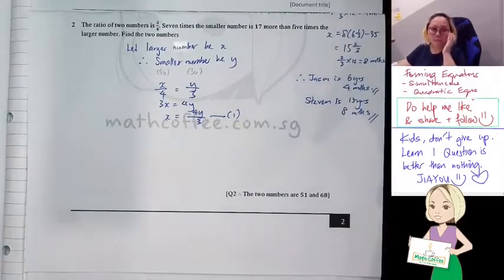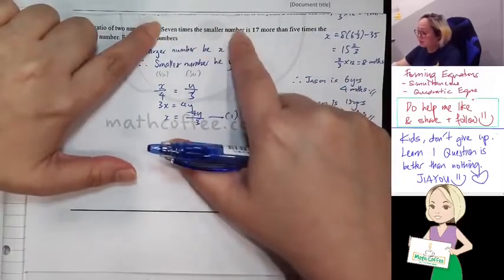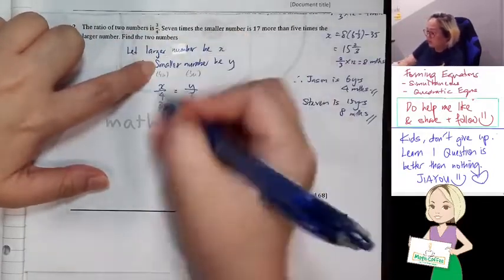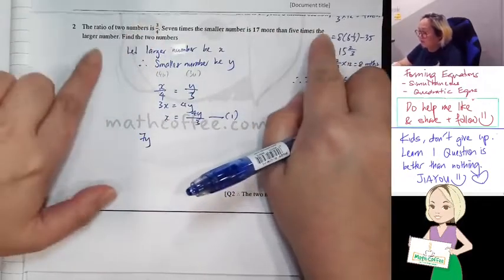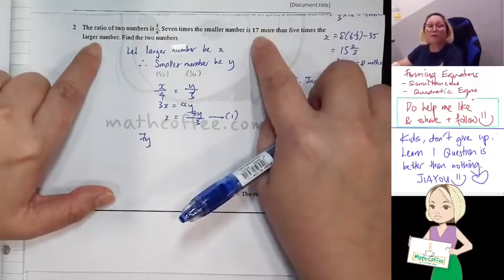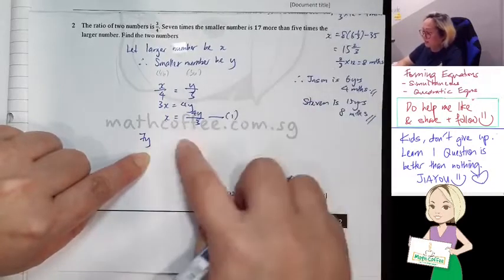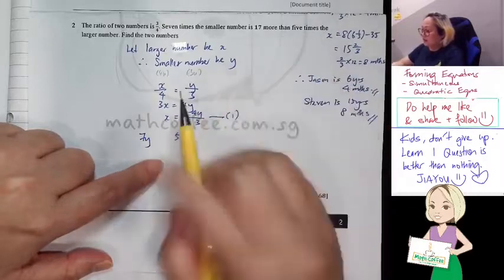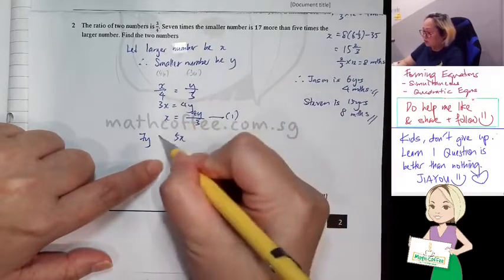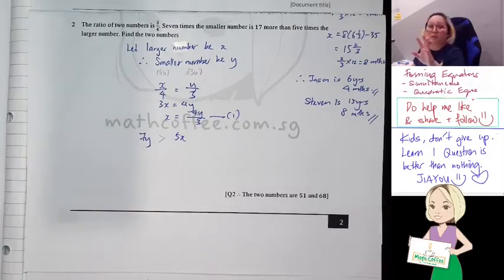Okay. Next, they tell me the second information. They say 7 times the smaller number. So that means it's 7y. 7 times the smaller number is 17 more than 5 times the larger number. Don't bother about the 17 more first. Let's talk about 7 times the smaller number and 5 times the larger number. So it will look like that. Now they tell me that this side is 17 more. So actually you know that this side is bigger. This is important, because where you put your 17 is very critical. Correct?